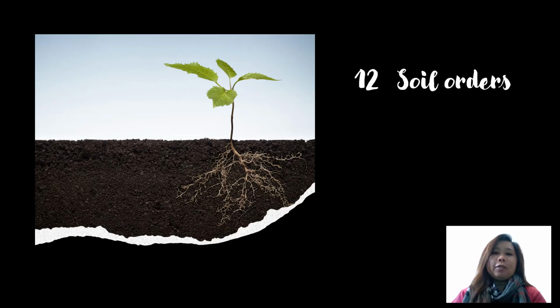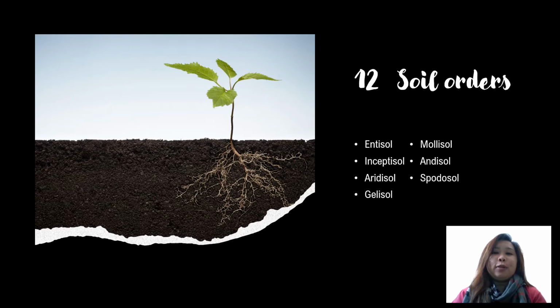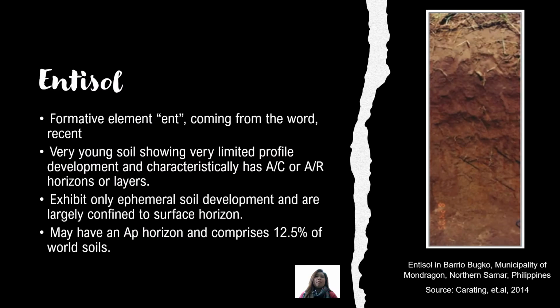The 12 different soil orders are the following. We have entisol, inceptisol, aridisol, gelisol, mollisol, andisol, spodosol, alfisol, ultisol, oxisol, vertisol, and histosol. So let's discuss all of them. We have entisol as the first soil order.